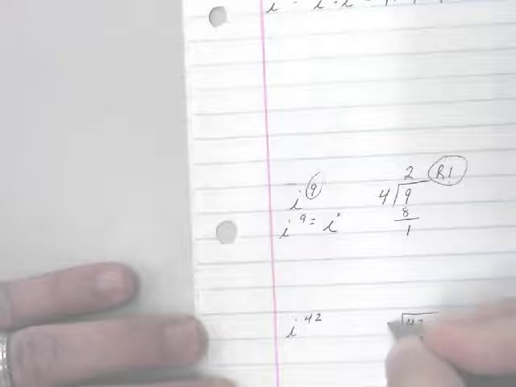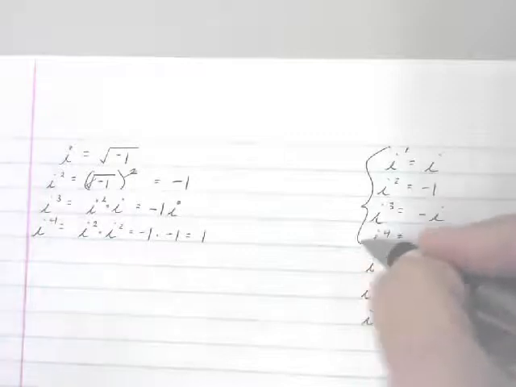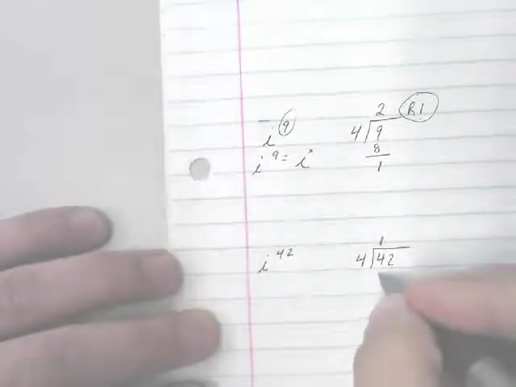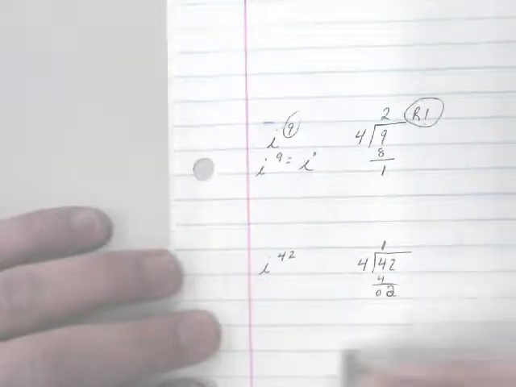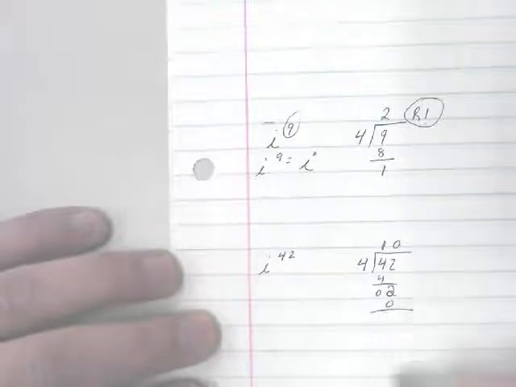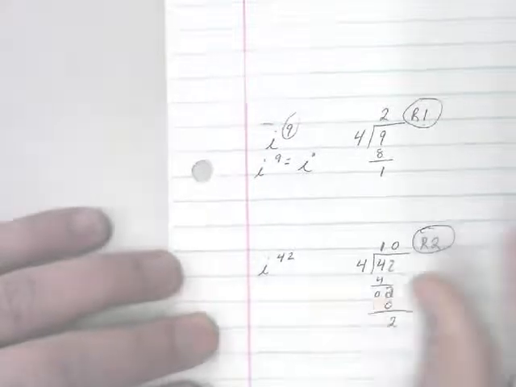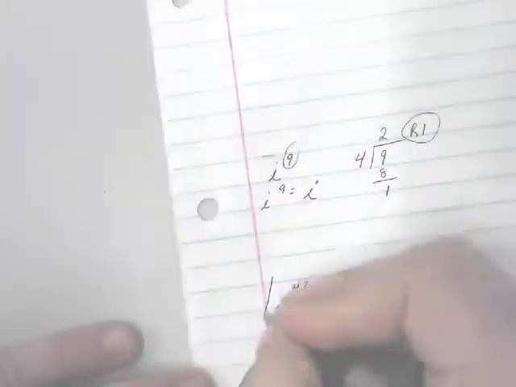similarly, 42 divided by 4. I'm always dividing by 4 because my pattern is 4 long. So 42 divided by 4: 4 goes into 4 once, and 4 goes into 2 zero times, so that is a remainder of 2. So remainder of 2 means i to the 42nd power is -1.